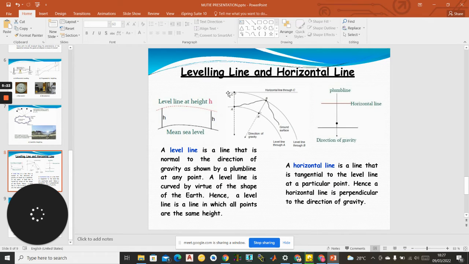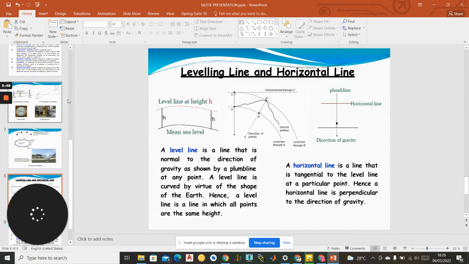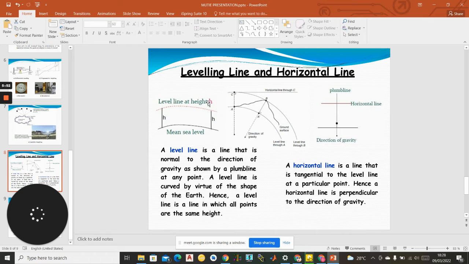Then we have leveling line and horizontal line. So in this case, you can see there we have direction of gravity, we have horizontal line. So in this relationship, I think as we have seen in the heighting methods, you have seen that in these various methods we are dealing with the leveling line and horizontal line. So that's why I decided to bring this topic so that you can understand better the heighting methods or elevations. And here you can see the image of leveling line and horizontal line.